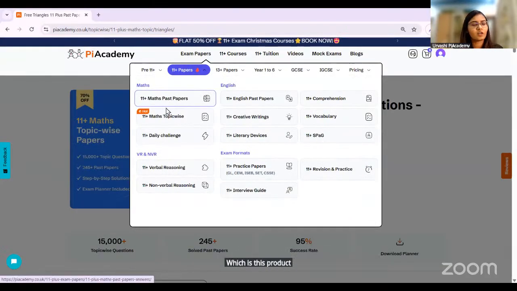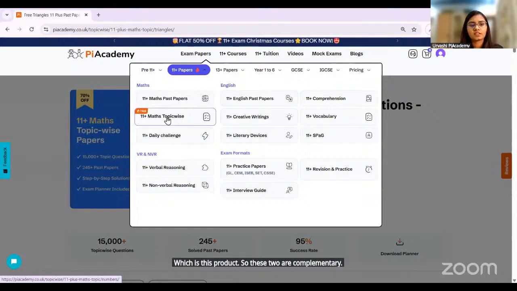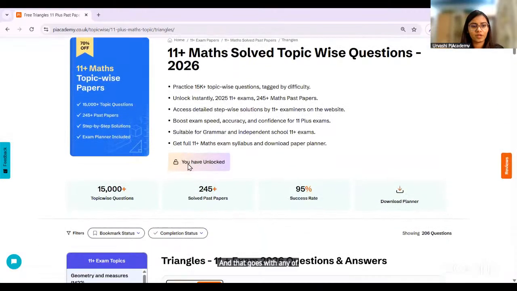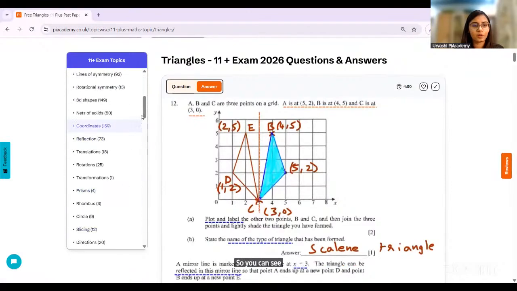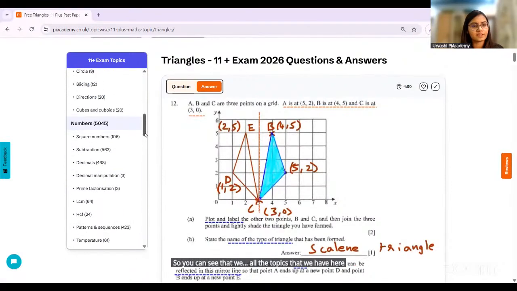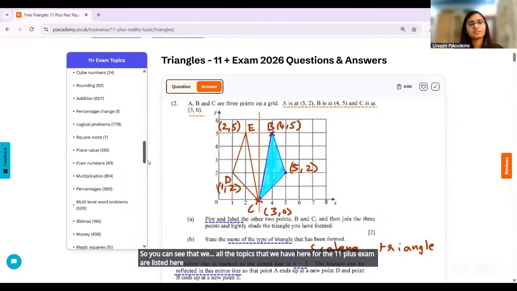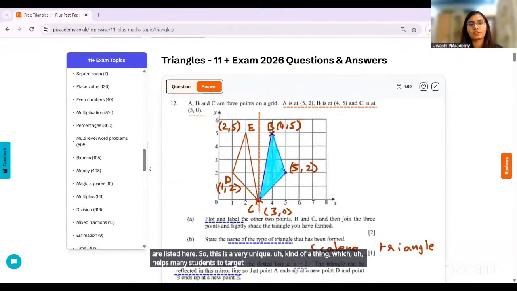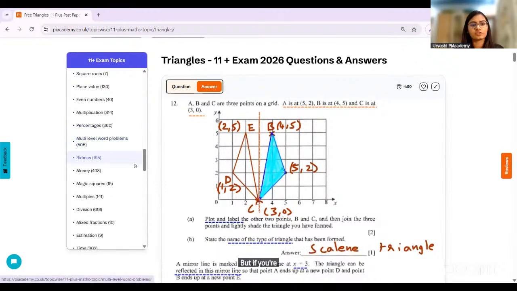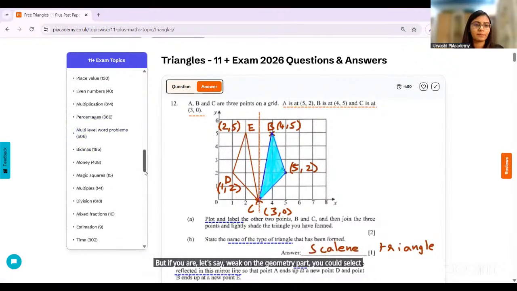So these two are complementary, and that goes with any of the maths products that we have on our website. You can see that all the topics that we have here for the 11 plus exam are listed here. This is a very unique feature which helps many students to target their weak topic and not just go on and solve the papers. If you're, let's say, weak on the geometry part, you could select that topic and practice more.